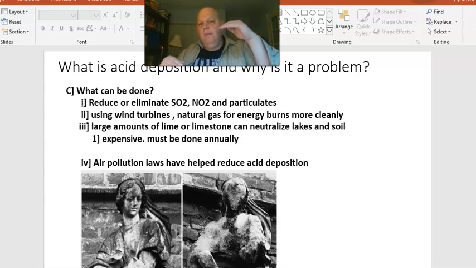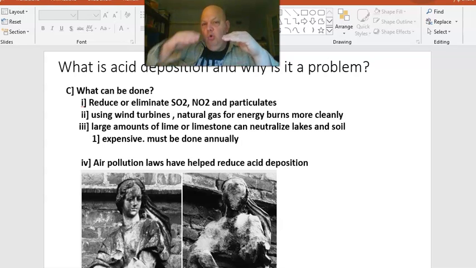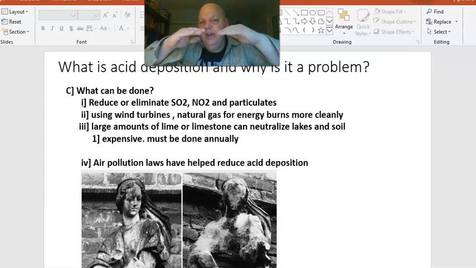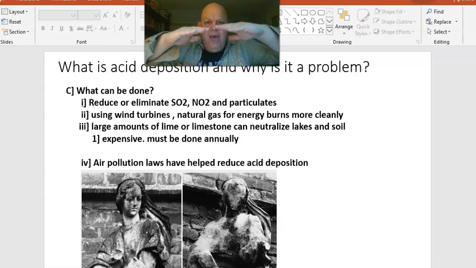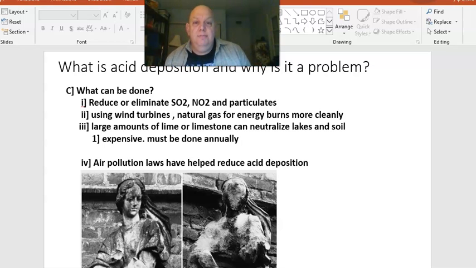So what you're doing, if you got a pH of 4 and you want to bring it up to a pH of 6, you've got to add some limestone in there to bring that balance back up. The problem gets to be that's not a forever solution. That is a temporary solution. Okay? You still have to deal with the problem. The best way is to reduce or eliminate your sources. Now, there are air pollution laws that have also helped reduce acid deposition.